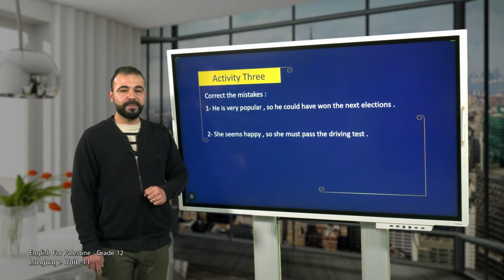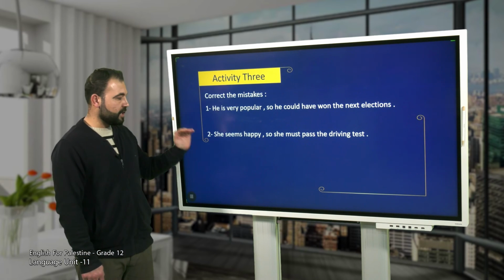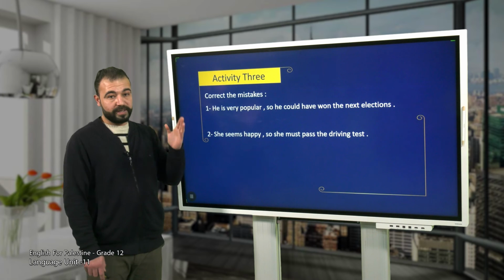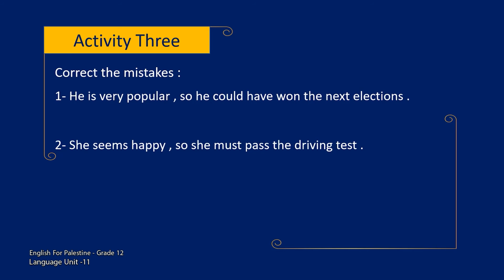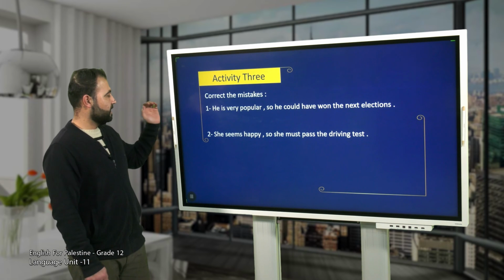Activity number 3. Correct the mistakes. There is a mistake in each of these 2 sentences. Please try to find the mistake and correct it. Take 2 minutes. Thank you. Let's see the correct answers.